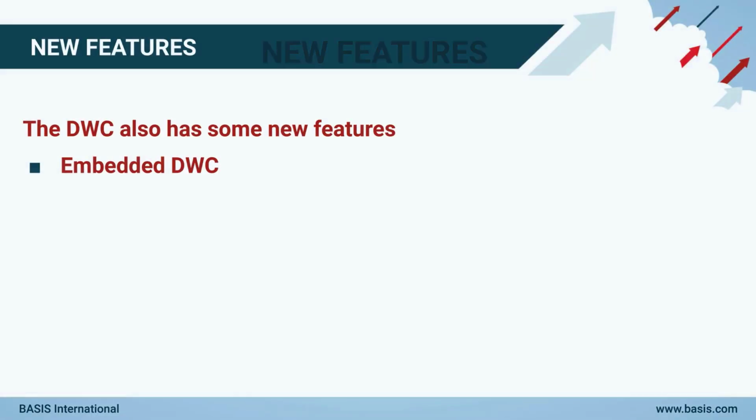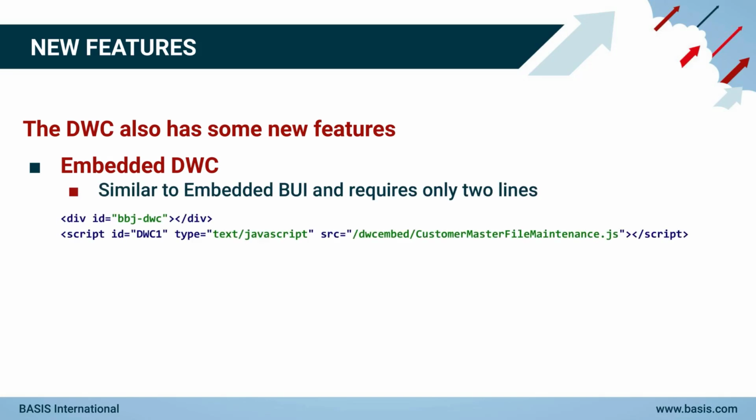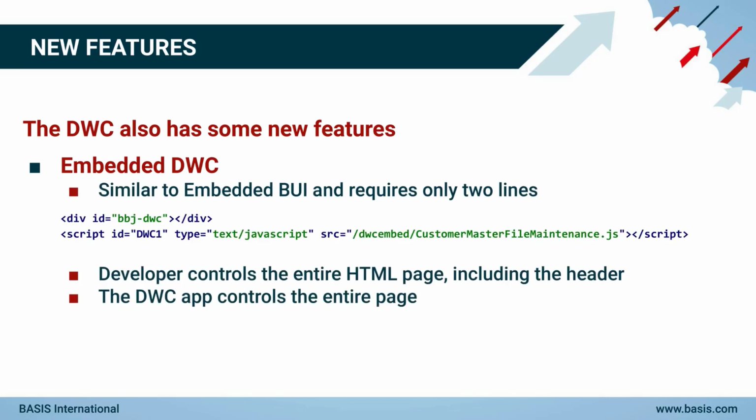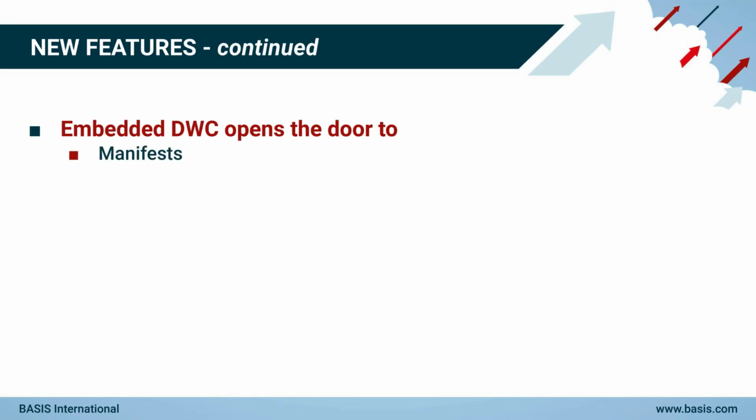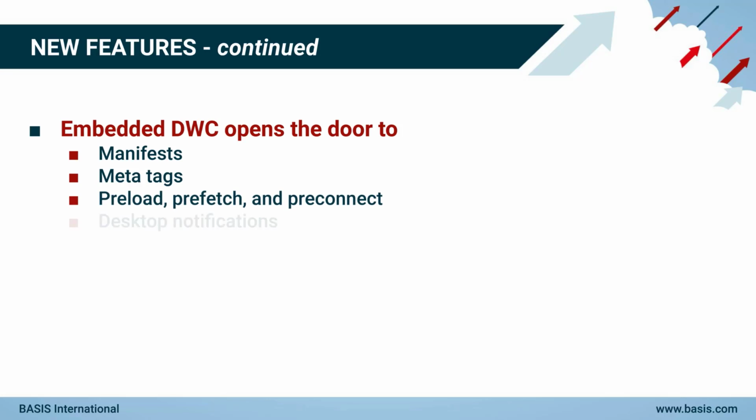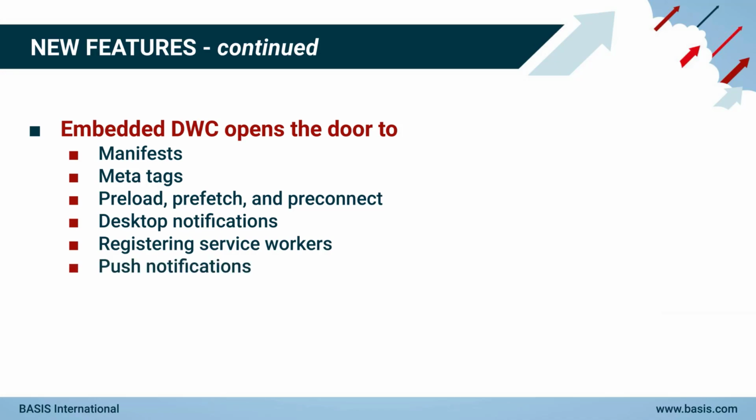New features. Similar to how we can embed BBj apps in our own HTML page, we can now do the same thing with our DWC apps using embedded DWC. This gives us complete control over the HTML that contains the DWC app, and we can do things like defining a manifest file, setting a theme color, defining home screen icons in various sizes for different devices, and even including pre-connect tags to Google Fonts so that the custom fonts load more quickly.